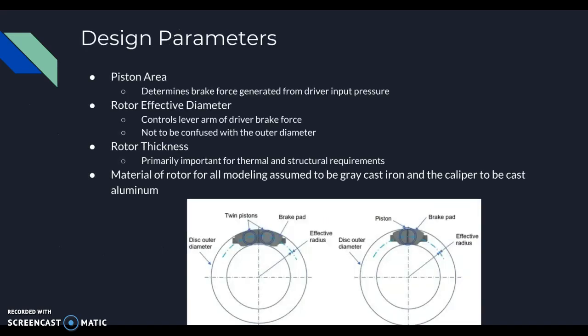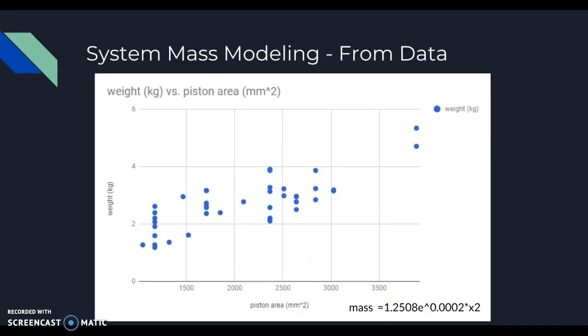Our design parameters included the piston area, the rotor effective diameter, rotor thickness, and an assumption that was made is that the material for the rotor is gray cast iron and the caliper material is cast aluminum. We ran a regression to relate the system mass to piston area, and we came up with an equation to model mass versus weight. This equation can be seen on the lower right hand portion of the graph.